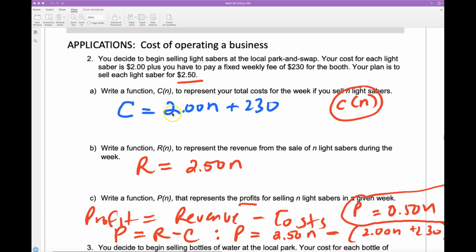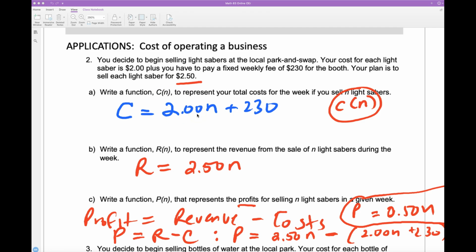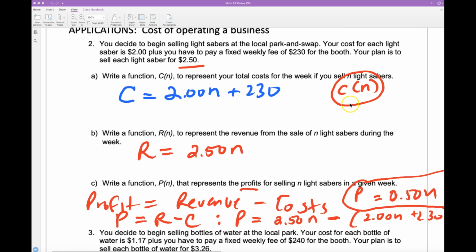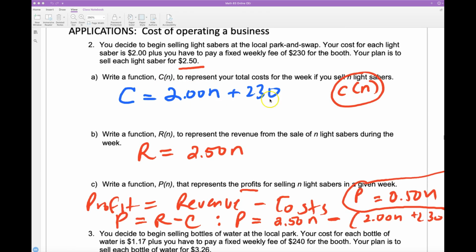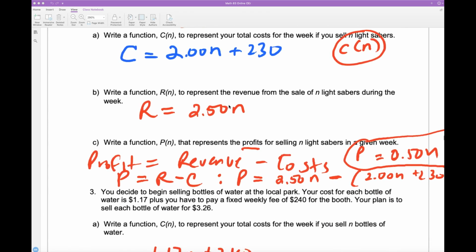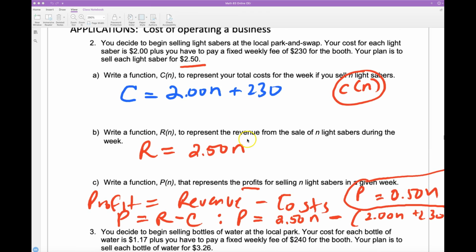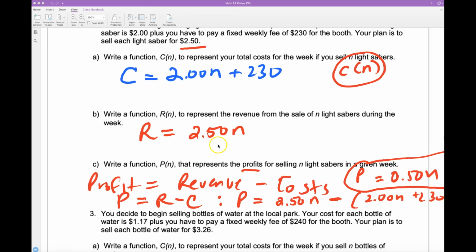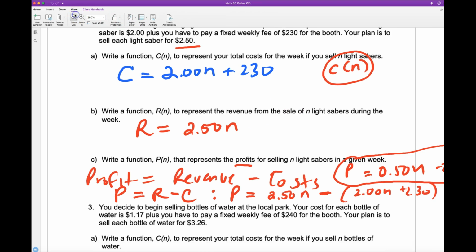or cost is equal to $2 per, right, and that's where the n comes in, per lightsaber plus the 230 startup fee. And then you could write that again in function notation if you need to. C of n equals. And then for revenue, since you're charging $2 per lightsaber, that's our revenue equation. You could also say that R of n is equal to this here.